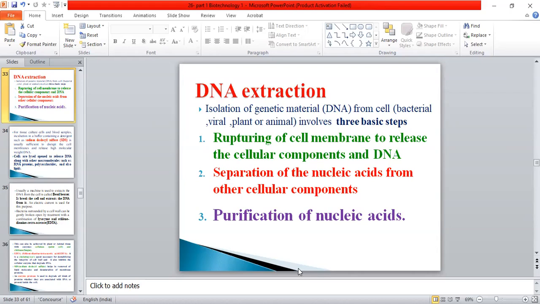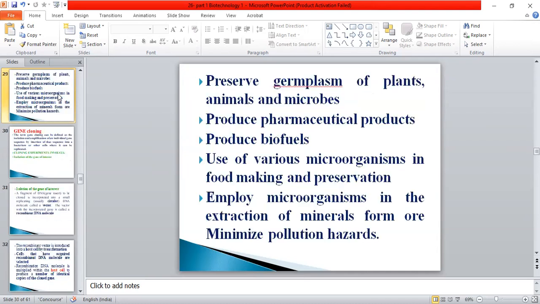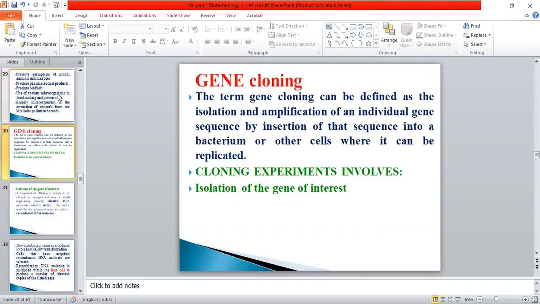Today we are going to discuss the remaining part of biotechnology, particularly what we discussed in the last class. Already you know about DNA cloning, how a DNA molecule is cloned into other organisms. Before that, what are the experiments involved in it? Those things we will discuss.